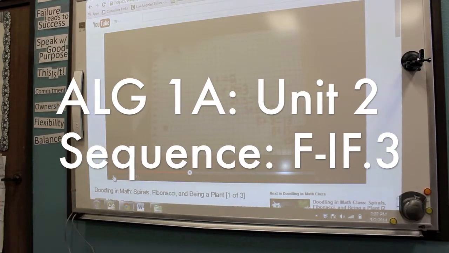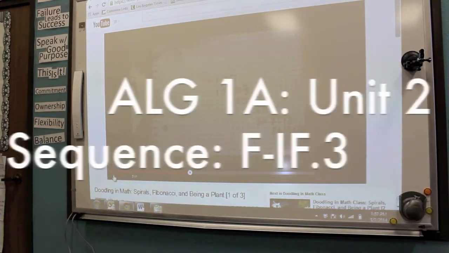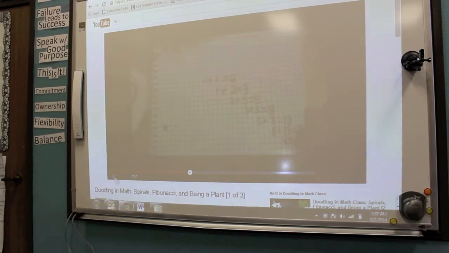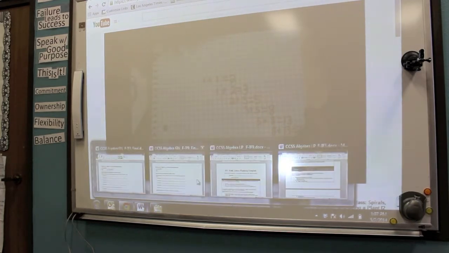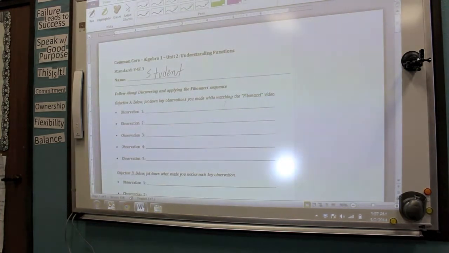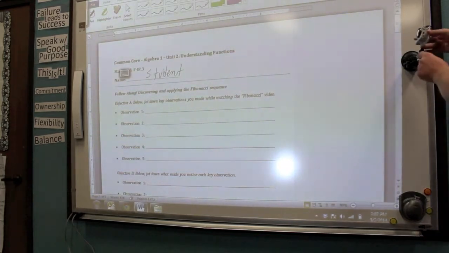Alright, so class, as you can see, this is what's called the Fibonacci sequence. And then the class will actually go to their guided notes, which we have here. The student will fill in their name, and it says Objective 1, below jot down the observations of what you watched during the Fibonacci video.